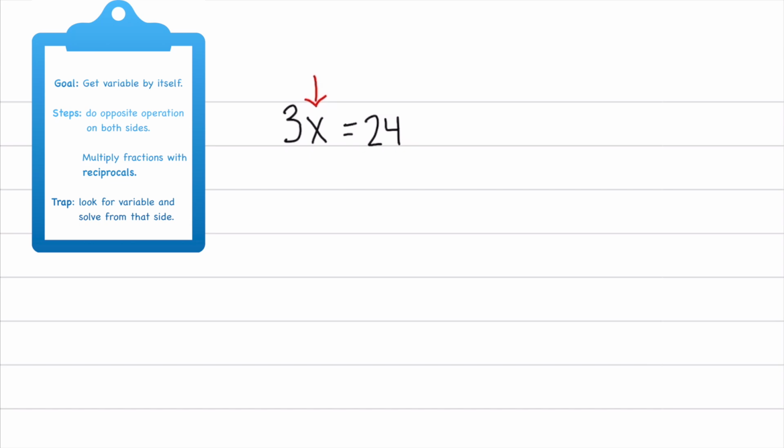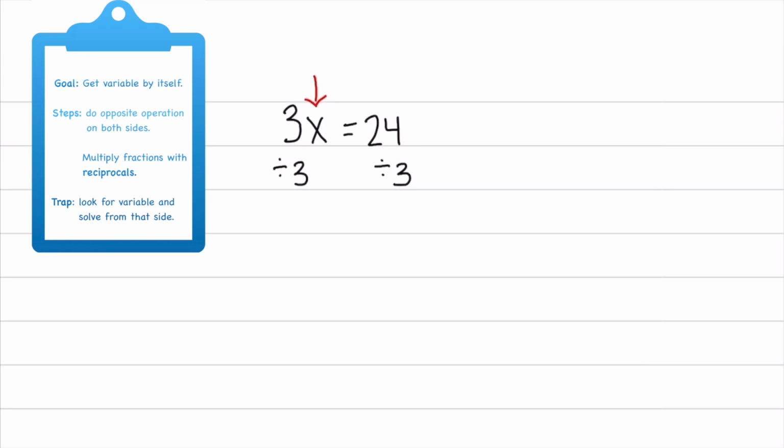We are going to do the opposite of multiplying by 3, which is going to be divide by 3. Right now, we're going to divide both sides by 3. Because let's not forget, our goal is to get that x by itself. We want to get rid of all the numbers around it.